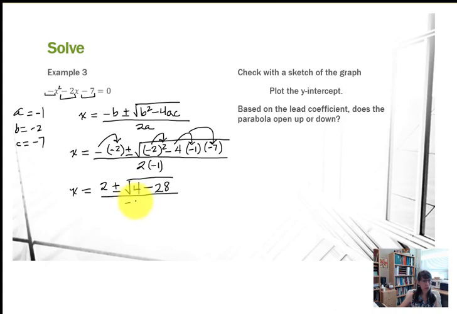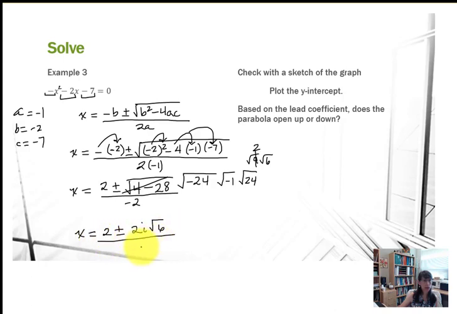Denominator, 2 times negative 1 is negative 2. Let's simplify under the radical now. 4 minus 28 is negative 24. Since we have that negative, we know that it's going to break into the factors of negative 1 and positive 24. And we have used 24 earlier when we worked with our perfect squares. Remember, we came up with square root of 4 and square root of 6. So that made 2 square roots of 6. So when we simplify, x equals 2 plus or minus 2i square roots of 6, all divided by negative 2.